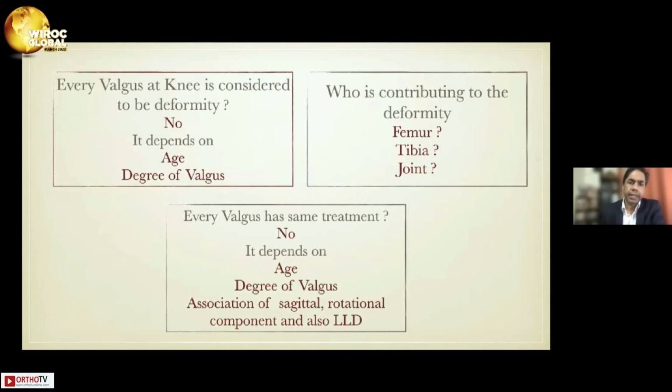Is every valgus at the knee considered to be a deformity? I would say no. It depends on age and the degree of valgus as well. Who is contributing to the deformity? It is the femur, tibia, or the joint. Does every valgus have the same treatment? No, it depends on age, degree of valgus, association of sagittal and rotational components, and also the limb length discrepancy. So we need to consider all these facts before moving forward towards our management protocol or deciding which kind of fixation we are going to use.